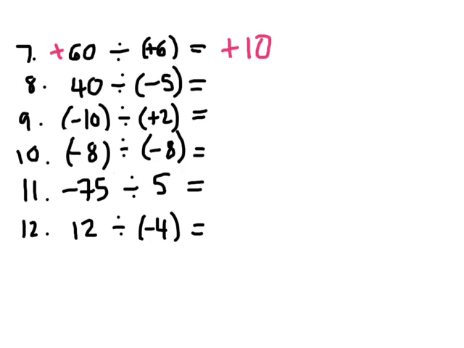10. Good. Positive divided by a negative. Negative. 40 divided by 5? 8. Good. So the answer is negative 8. Negative and a positive. Negative. 10 divided by 2? 5. A negative divided by a negative will give you a positive.